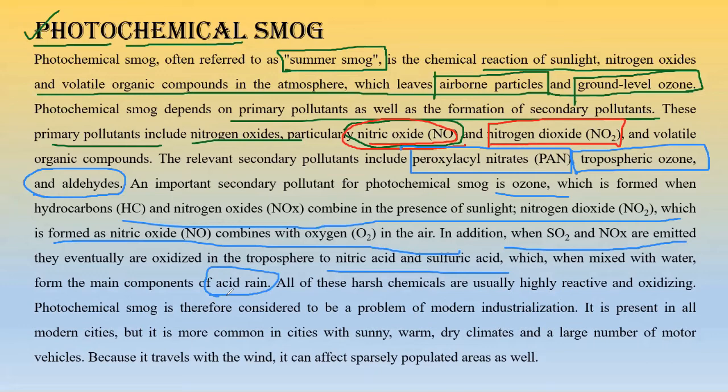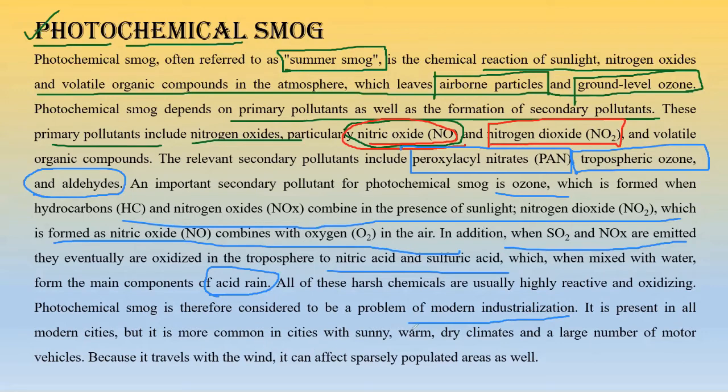Okay. Now, all of these harsh chemicals are usually highly reactive and oxidizing. Photochemical smog is considered to be a problem of modern industrialization. See, if industry increases day by day, then this will happen, but it is not that the industries will not grow. Industries need to grow, otherwise economically we will never be ahead of somebody. But the problem is, if industries are growing, precautions must be taken, right? If proper precautions are taken, no problem will happen.